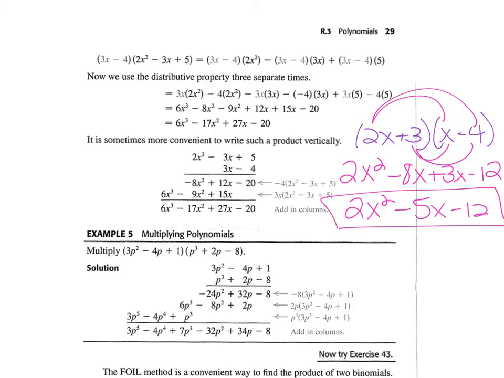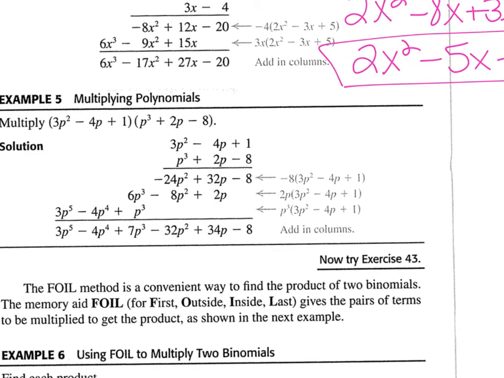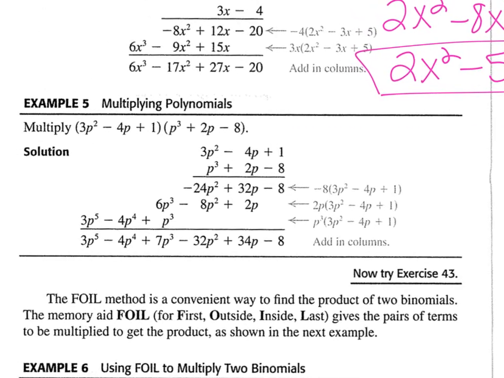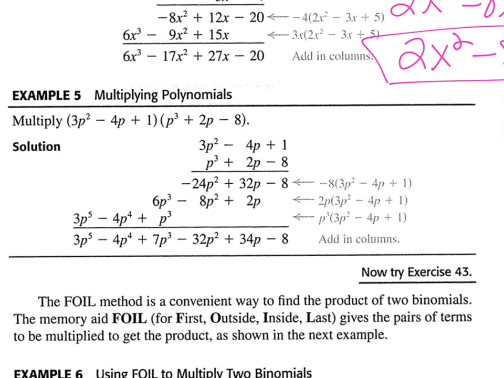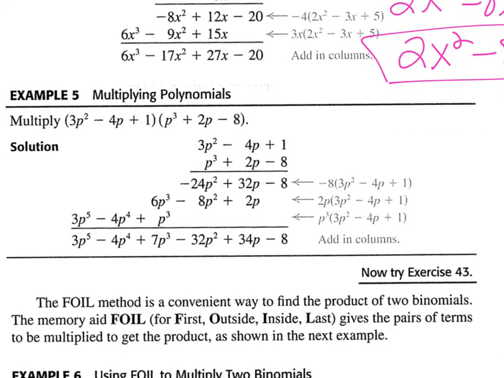Anything more than 2 terms, then you've got to distribute each of the terms in the first one to each of the terms in the second one. So this example actually works it out vertically, but most people find it easier to do it horizontally, which is what I would recommend. So I would do the first term times each term in the second. So 3p squared times p to the third would be 3p to the 5th, because we're going to add the exponents.